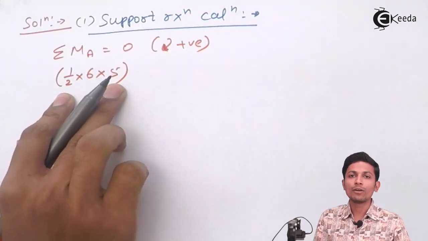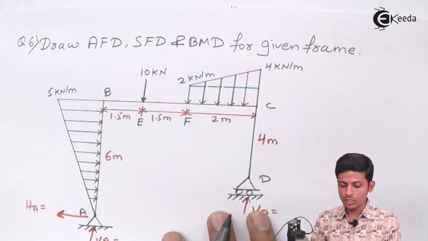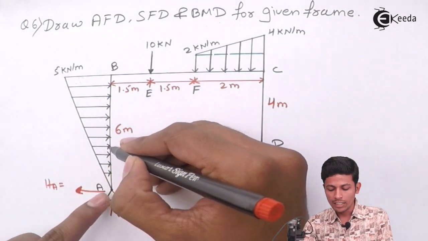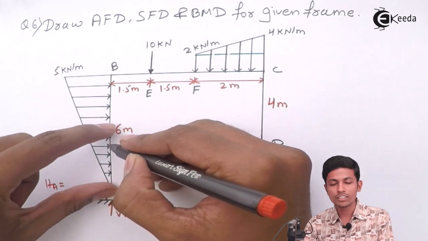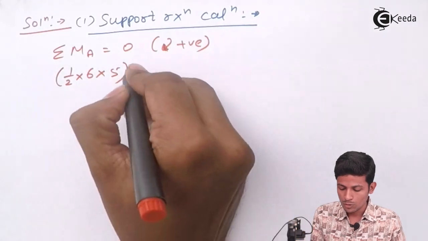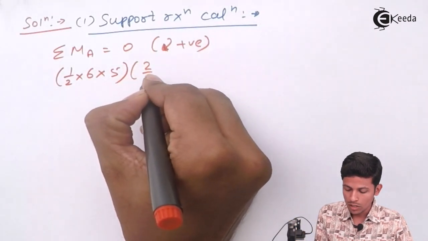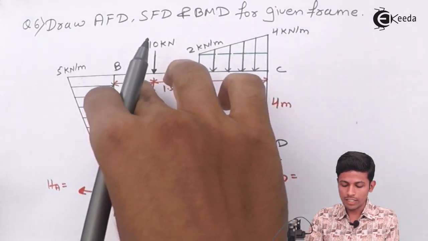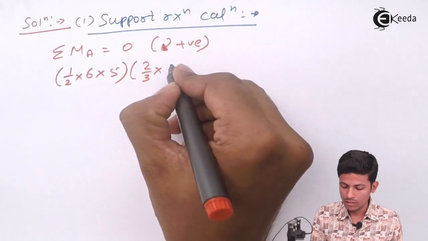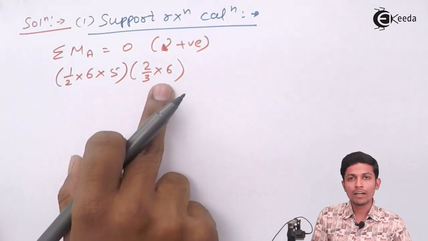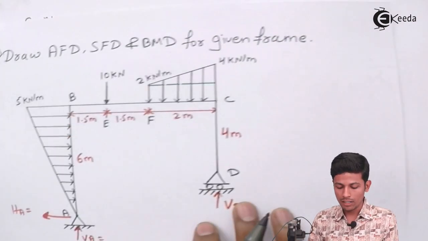Now we want the perpendicular distance also. What is the perpendicular distance over here? As you all know, from the shorter side the perpendicular distance will be 2/3 of L, and your L will be this distance, 6. So 2/3 of 6. Okay, now force into perpendicular distance, we are done with this part.